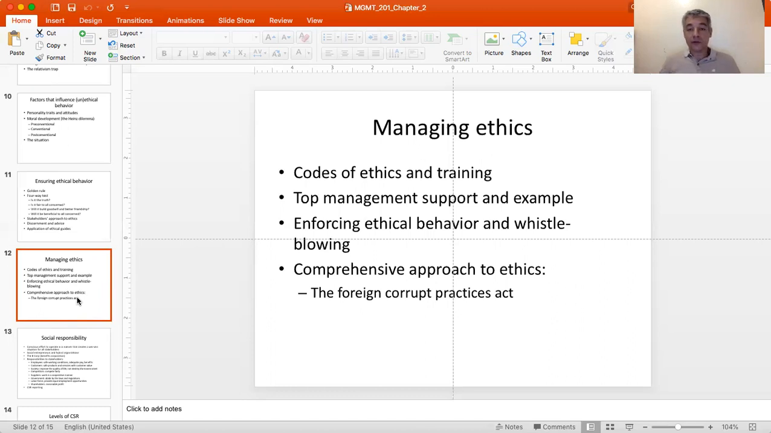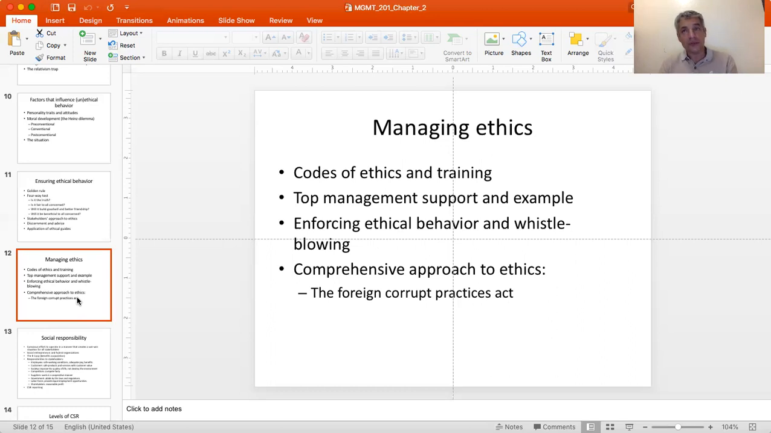Ethical behavior definitely has to be supported from the very top, and not just supported with words or policies or guidelines or codes of ethics, but also with example. Some of the corporate scandals that we have seen here in this country over the past 20 years dealt with the very top level of management in companies.